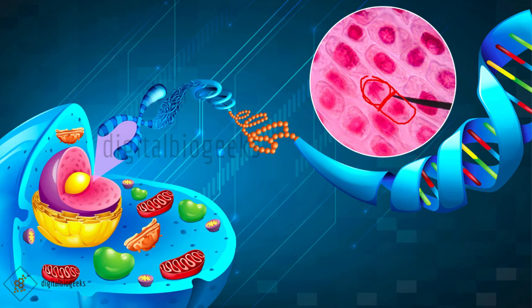When the cell is not dividing, the DNA present inside the nucleus is like thread-like structures which are entangled with each other. This is called chromatin.